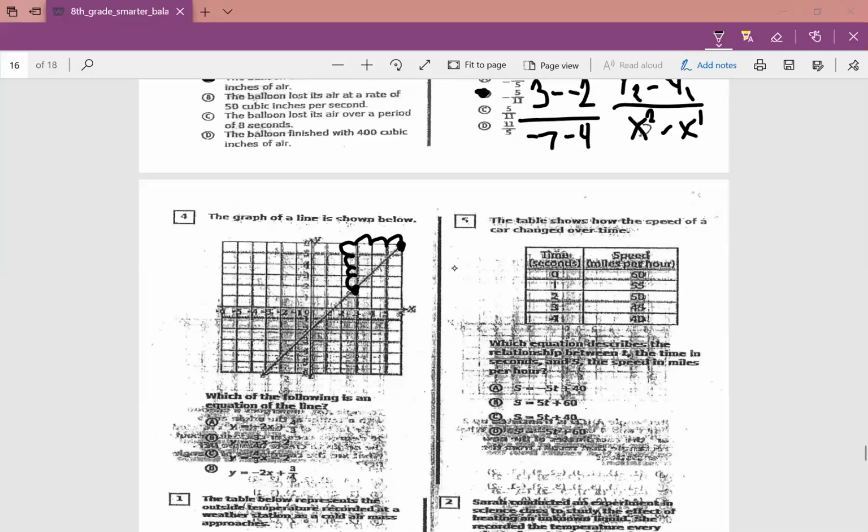So slope becomes 4/3. It intercepts the y-axis. Where does it intercept the y? Right here. That is 0, -2. So the y-intercept is -2 and the slope is 4/3. Therefore, you can plug all of that into y equals mx plus b. And it's hard to see, but the slope is -4/3 and the y-intercept is -2.